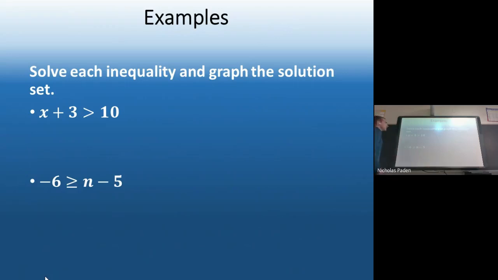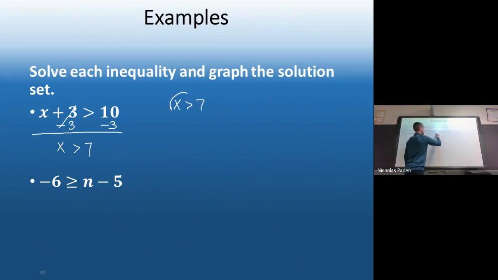And so I've got x plus 3 is greater than 10. I want to get rid of that plus 3. In order to get rid of the plus 3, I'm going to subtract 3 on both sides. The plus 3 and minus 3 cancels out. I'm left with x is greater than 10 minus 3, which is 7. So I'm going to write this solution up here, and then I'm also going to graph the solution set underneath.